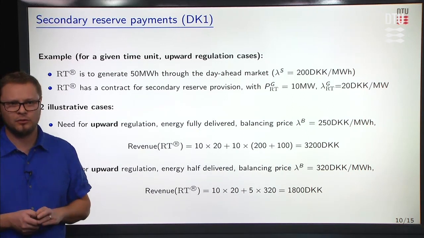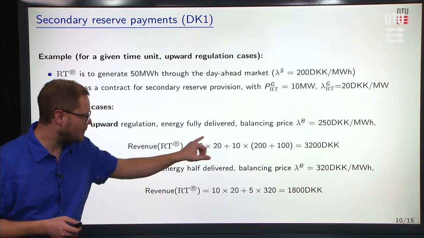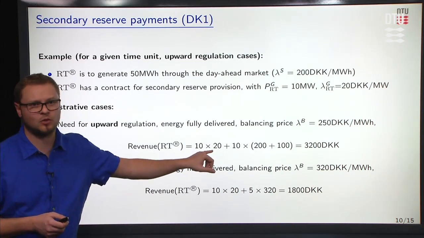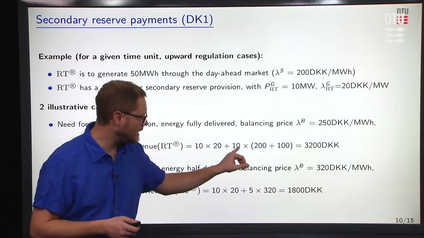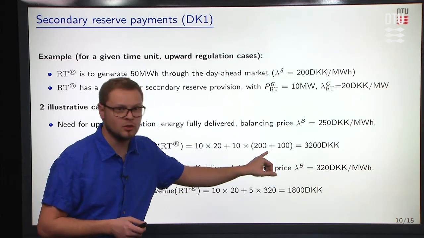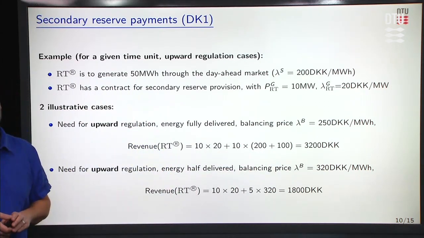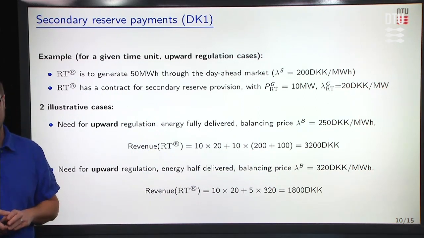The overall revenue eventually is composed by a capacity payment, 10 times 20, coming from the capacity reservation, and then 10 megawatt hour times 200 plus 100, which is the energy payment. Overall, this leads to 3,200 kroner in this case.